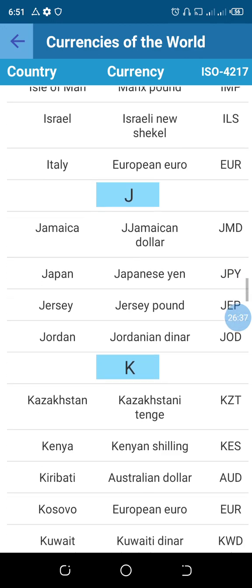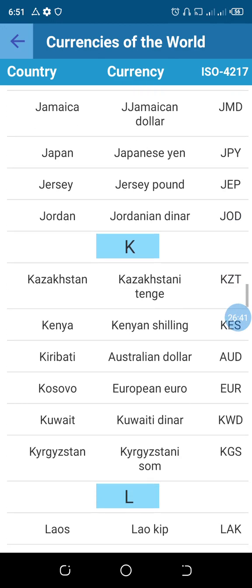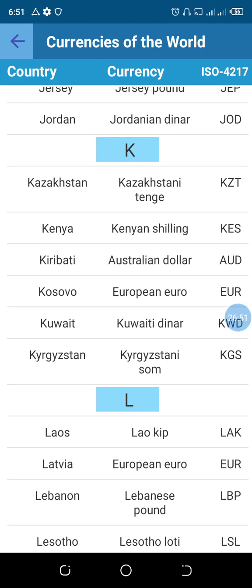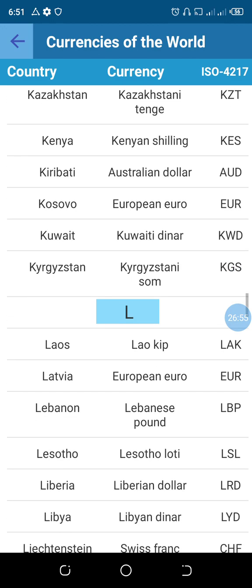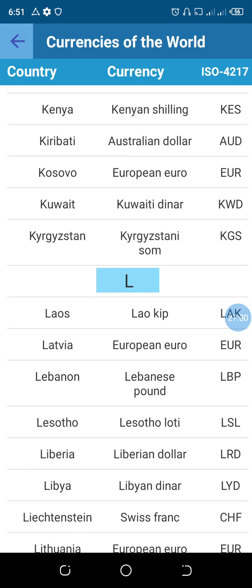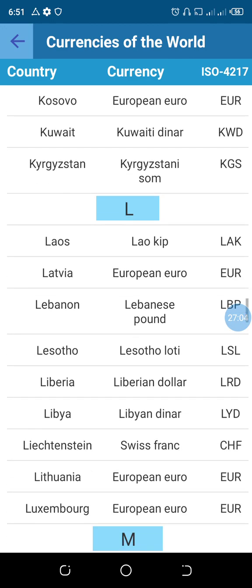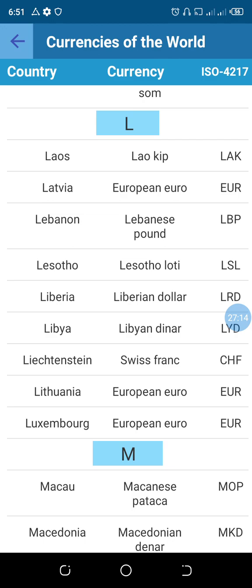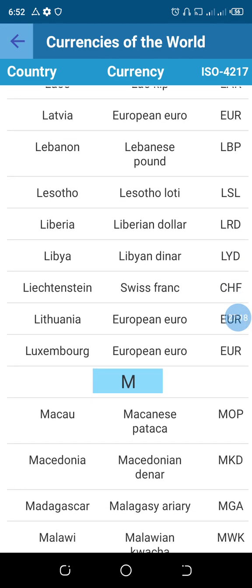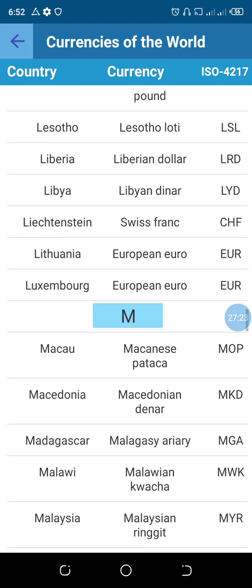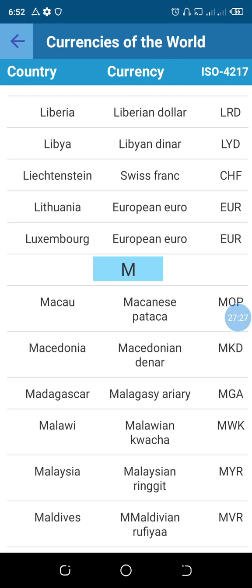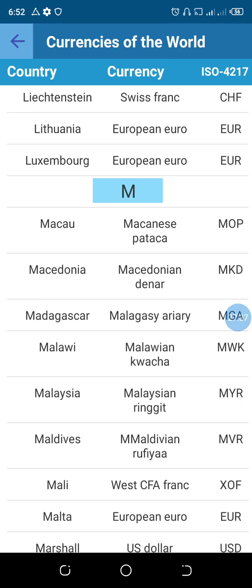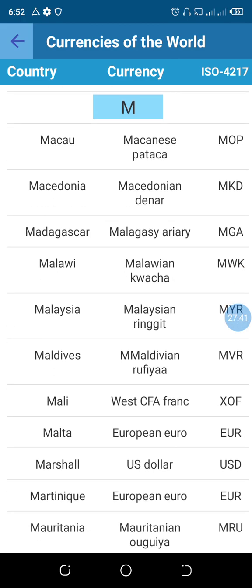Isle of Man pound, IMP, Israeli new shekel, ILS, Italy, European Euro, Jamaica, Jamaican dollar, JMD, Japanese yen, JPY, Jersey pound, JEP, Jordan dinar, JOD, Kazakhstani tenge, KZT, Kenyan shilling, KES, Kiribati, Australian dollar, AUD, Kosovo, European Euro, Kuwaiti dinar, KWD, Kyrgyzstani som, KGS, Laos, Lao kip, LAK, Latvia, European Euro, Lebanese pound, LBP, Lesotho Loti, LSL, Liberian dollar, LRD, Libyan dinar, LYD, Liechtenstein, Swiss franc, CHF, Lithuania, European Euro, EUR, Luxembourg, European Euro, EUR.